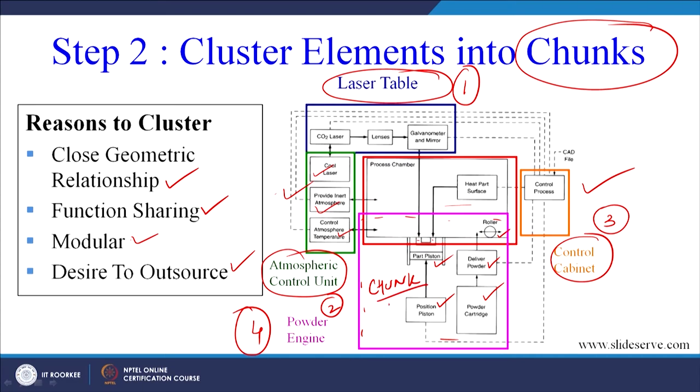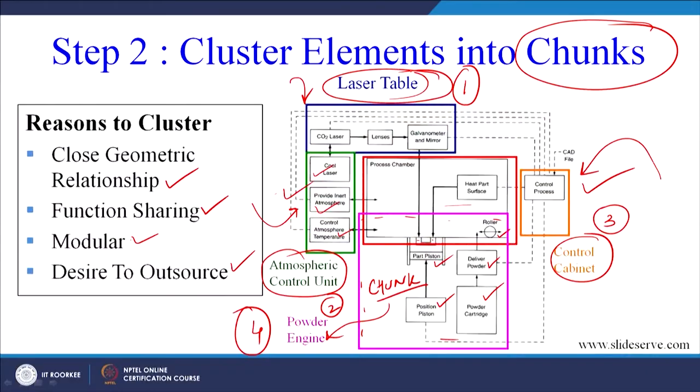which is related to the powder. Then this chunk is related to the laser, this chunk is related to the control, and this chunk is related to providing the environment for doing the processing of the powder into the final product. So we have divided the complete schematic into different chunks. Now maybe our company wants to make a rapid prototyping machine based on the selective laser sintering technology. We may like to buy the CO2 laser from some other source. So this laser table and laser system, we can outsource it to some other company. The rest we can try to develop indigenously.